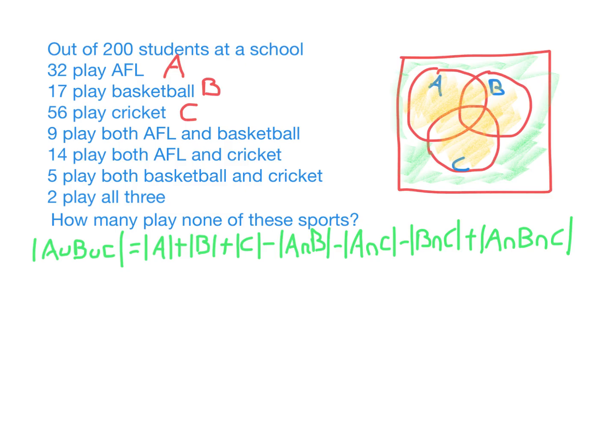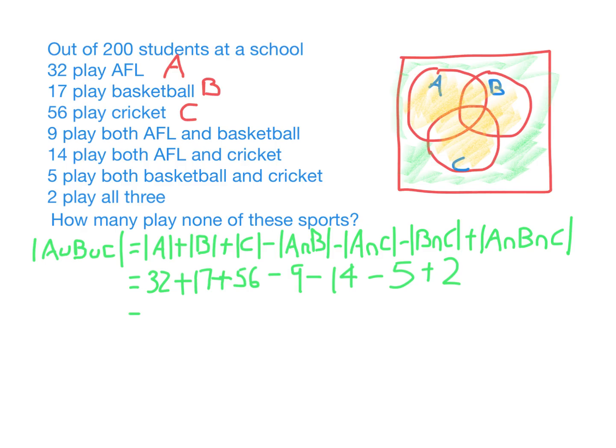So the inclusion-exclusion principle says the number that play at least one sport, AFL or basketball or cricket, is equal to all of these. This question's easy because each of these numbers is laid out for us nicely. So to find the number that play at least one sport, we'll take the numbers that play each of the individual sports and add them. Then we're going to subtract those that play multiple sports. So A and B, we were told, was 9, and then 14, and then 5. And then we have to add the number that play all three.